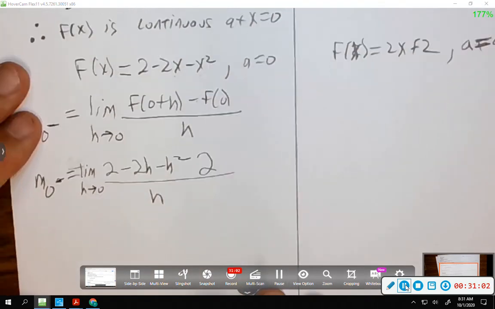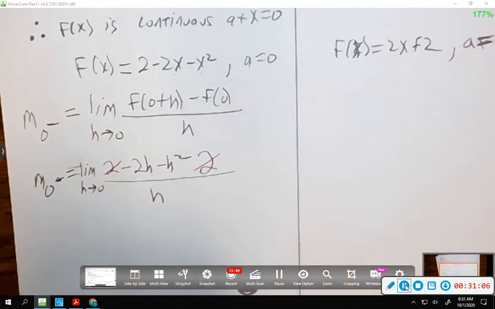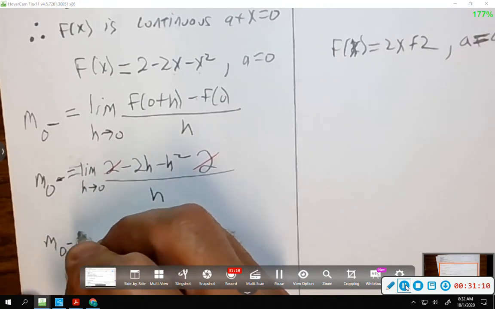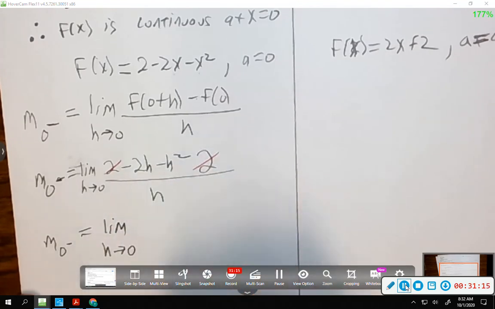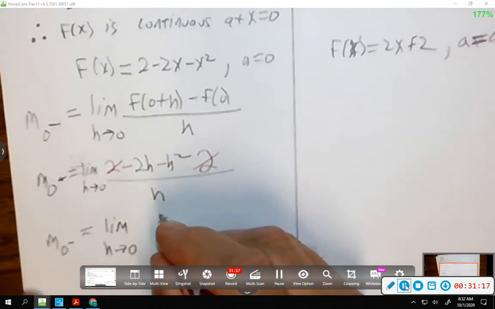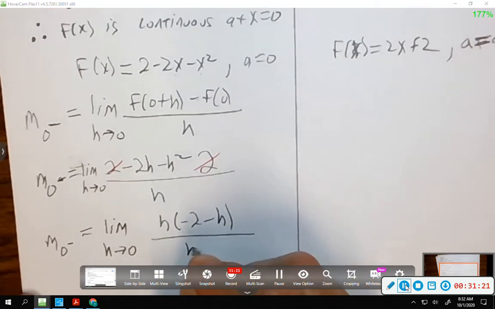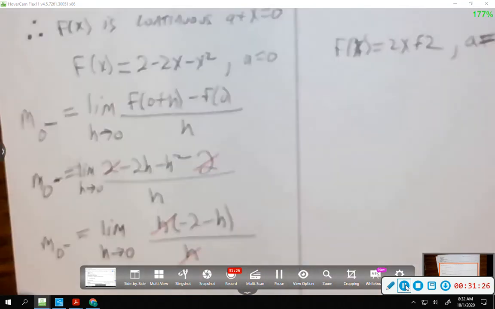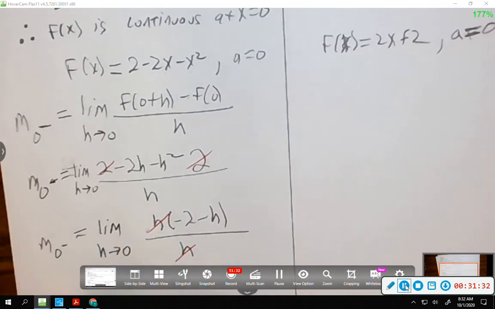Never cancel terms and factors in the same step. There it is. The slope at 0 from the left is the limit as h approaches 0. I'll go ahead and factor out the h because I know that's the key to this problem, being able to cancel the denominator that has an h in it. Now I'm not going to have 0 divided by 0 anymore. Once I get that factor canceled, there's no more division by 0 error when I use substitution to find this limit.